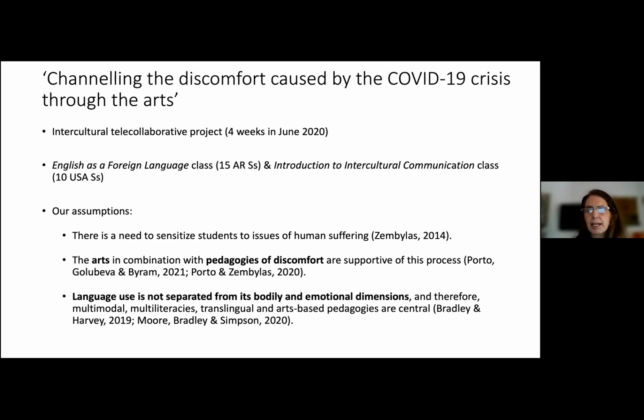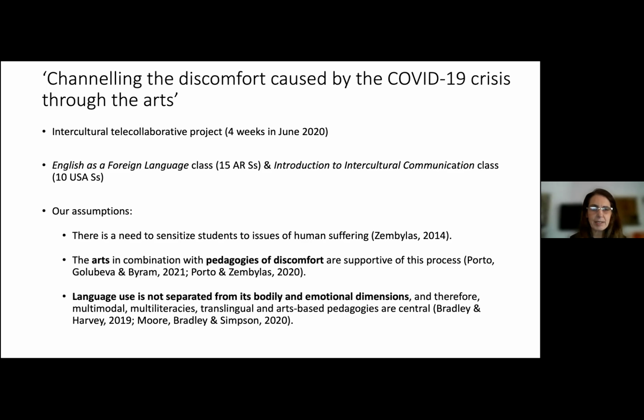So the project took place in June 2020 during 2 weeks. As I said, there were language undergraduates in Argentina in a foreign language class, 15 students. And then in the USA, there were 10 students speaking different languages and coming from different countries in an introduction to intercultural communication course. And these are the premises from which we departed.